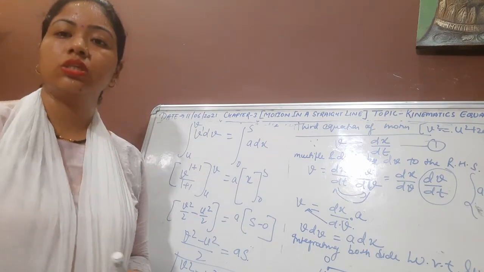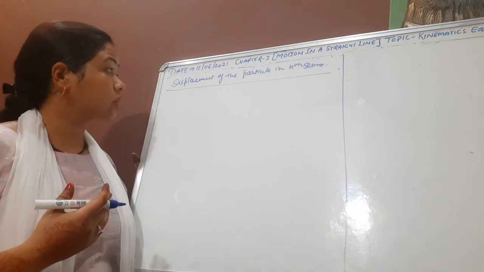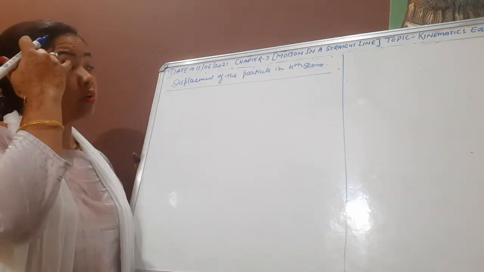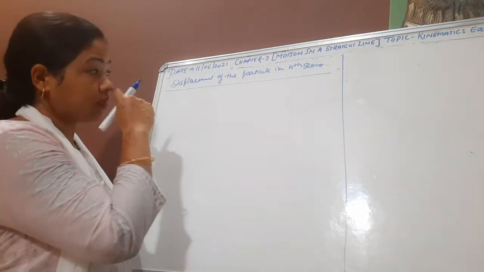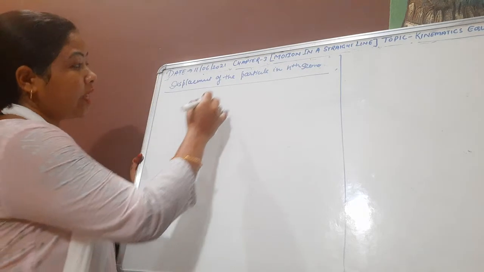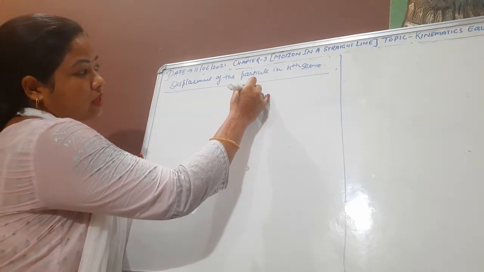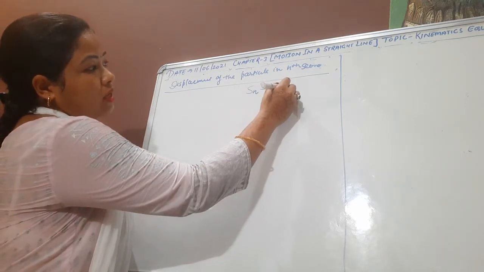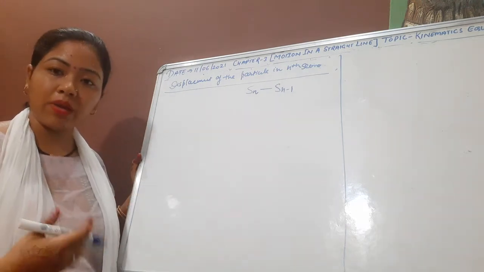So we'll just do this equation of motion. Now we'll do the formulation for the displacement of the particle in the nth second, right? Whenever we are calculating the displacement of the particle in the nth second, how will we calculate it? We will subtract the displacement of the particle at n minus 1 second from the displacement at n seconds.